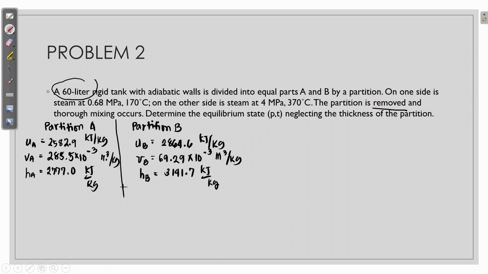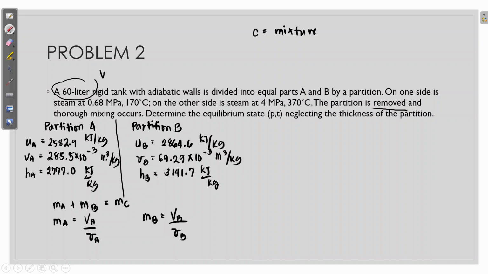Okay. So, kapag natanggal si partition, magiging C na siya or mixture. Let's say, State C as mixture. So, yung mass ng A maghahalo sa mass ng B, magiging mass ng C or mixture. So, ang mass ng A pwede nating makuha sa volume ng A over specific volume ng A. Diba? Ang mass ng B pwede nating makuha sa volume ng B over specific volume ng B.